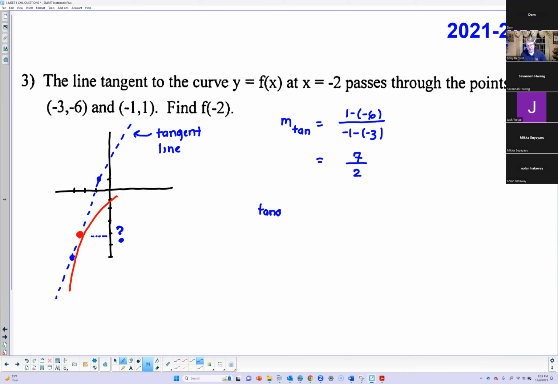Don't you guys know the tangent line equation? Yeah. Pick one of the points. Which one's your favorite, you guys? This one? I heard you guys say that one, right? Because the numbers are a little smaller. Use the point slope formula with that point.